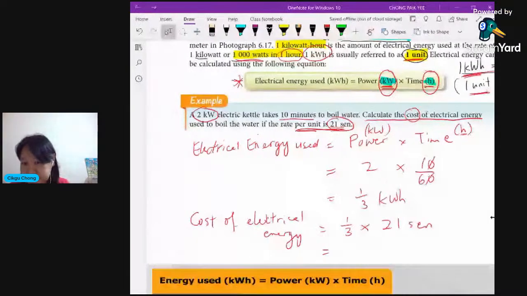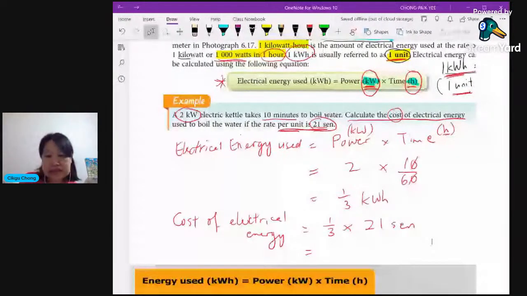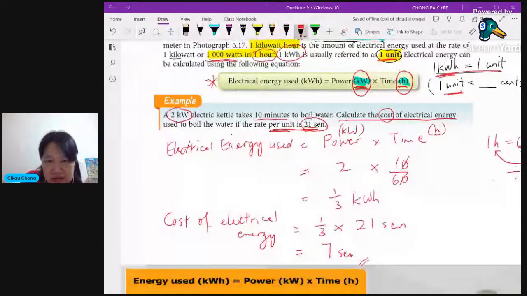Answer will be 7 cents. So you see what it means is you need to pay 7 cents to use this 2 kilowatt electric kettle to boil water for 10 minutes. That means you switch it on for 10 minutes to boil your water, it already costs you 7 cents of electricity. Looks very cheap, right? Looks very cheap, but you only use one thing only.